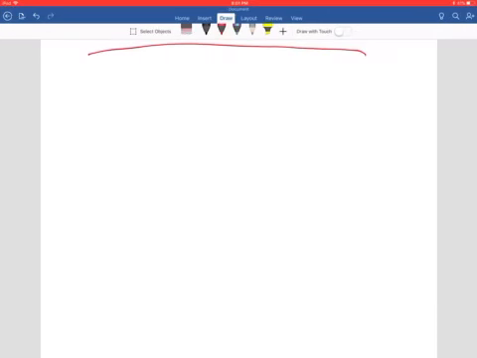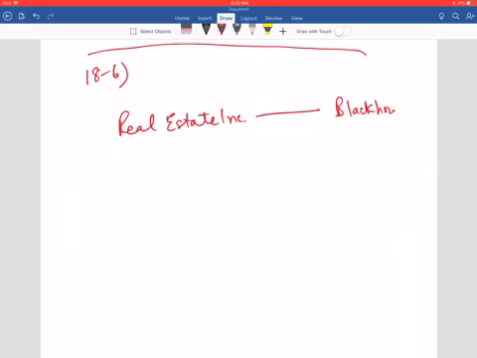Okay, so let's do 18-6. So the point of this exercise is that you have a real estate transaction where one company, Real Estate Incorporated, is basically selling land to Black Hawk Group, right? So these are the two parties. So we are looking at their contract.